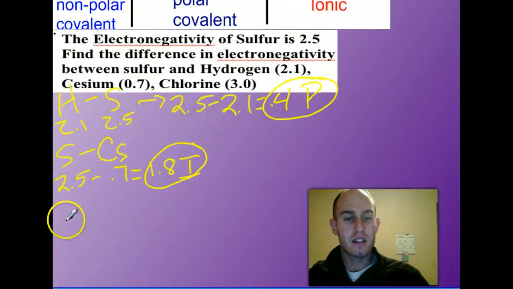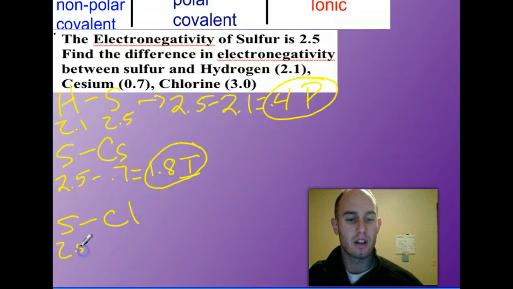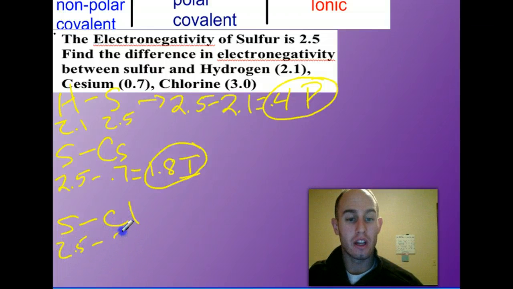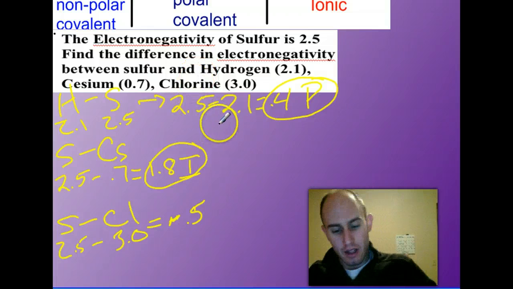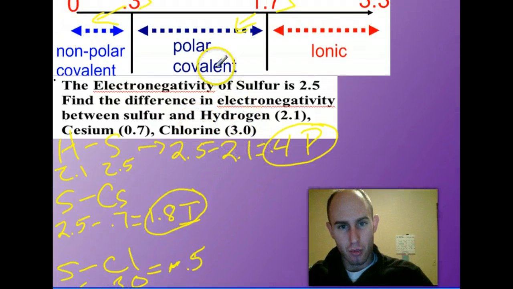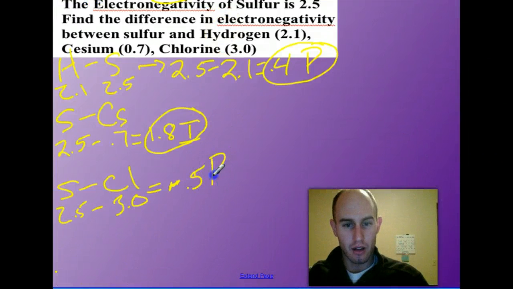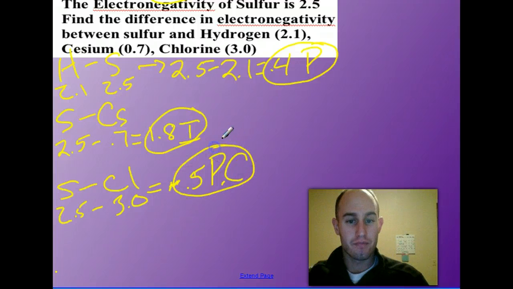And then last but not least here, we want to do sulfur and chlorine. Again, sulfur has an electronegativity of 2.5. It kind of wants electrons pretty bad. Chlorine has an electronegativity of 3. It really wants electrons. If they were to bond together, we would get a negative 0.5. We're just looking for the difference here. The negative really doesn't matter. So 0.5, if we look back up here, puts us in the polar covalent range. So we could label that polar covalent. That is it for our Chapter 6.1 video.